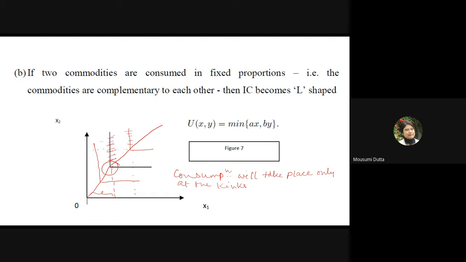Next, we are going to another case, B. If two commodities are consumed in fixed proportions, that is, the commodities are complementary to each other, then the IC becomes L-shaped. I am now talking about complementary commodities like bread and butter, milk and sugar, tea and milk, hardware and software, pen and ink, this kind of combination. The commodities are consumed together.